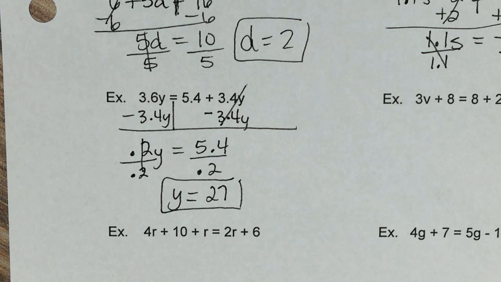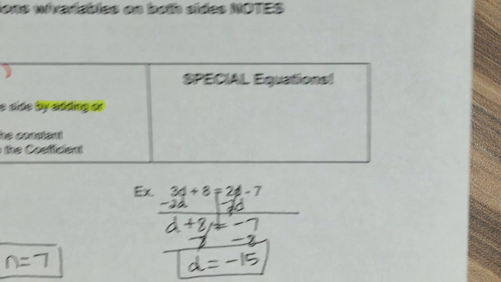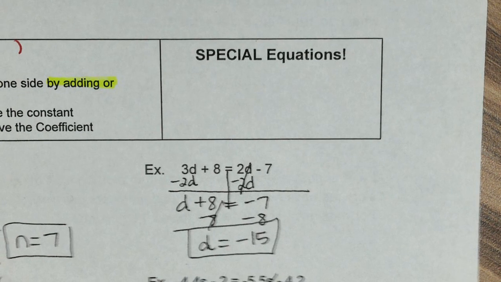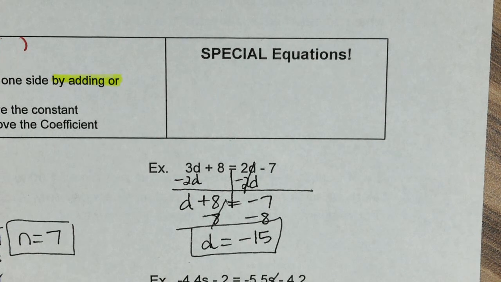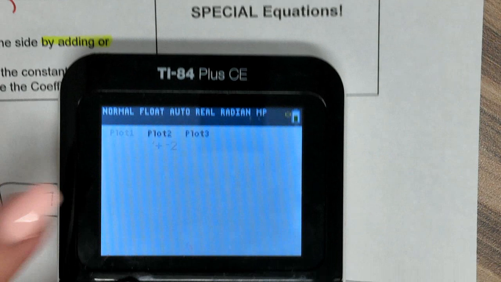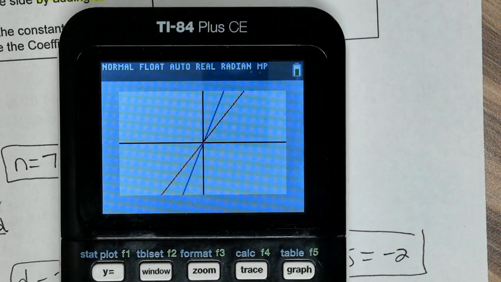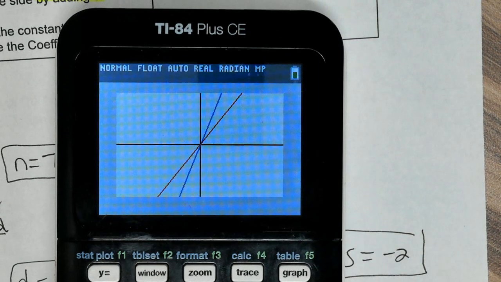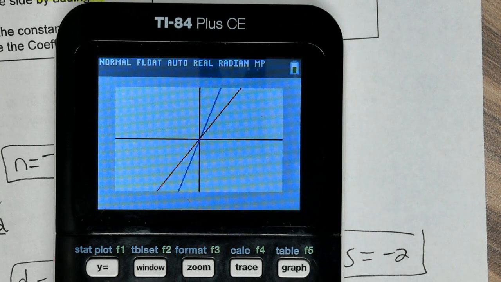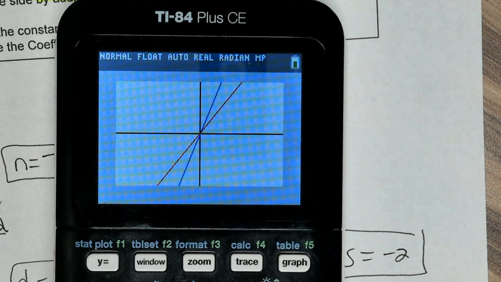Now, I want to talk to y'all about special equations before we move on. So go back up to the top, and do you see where I typed special equations? Now, I taught y'all how to solve equations in your calculator, yes? What is the calculator doing to solve the equation? It's graphing it. Does everybody agree? And the answer is where the two lines intersect.